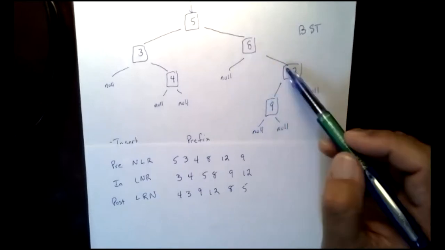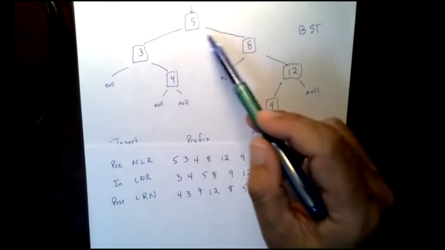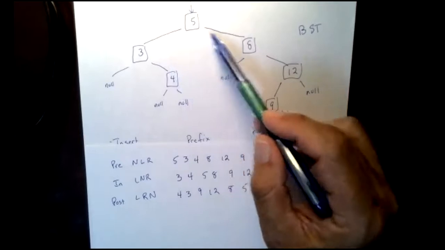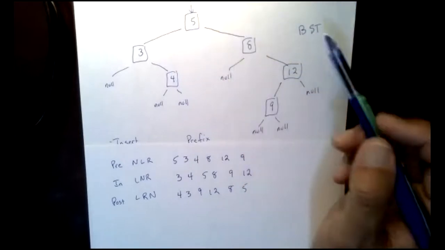I took care of the left. I took care of the right. Boom. I display the node. Go back up to this parent. I took care of the left. I took care of the right. Boom. Now I do 5.